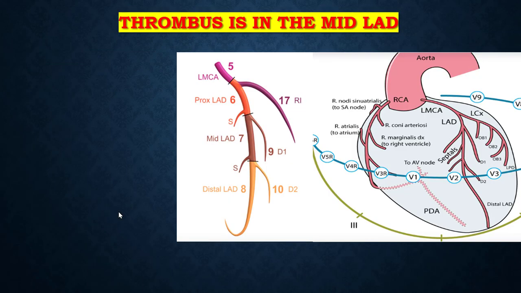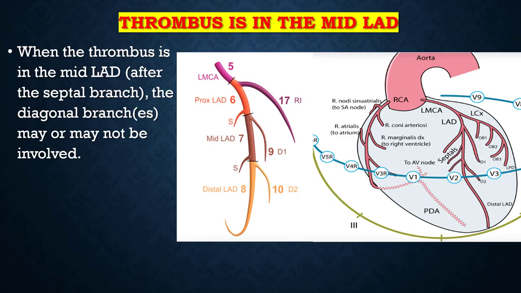Thrombus in the mid LAD. When the thrombus is in the mid LAD after the septal branch, the diagonal branches may or may not be involved.